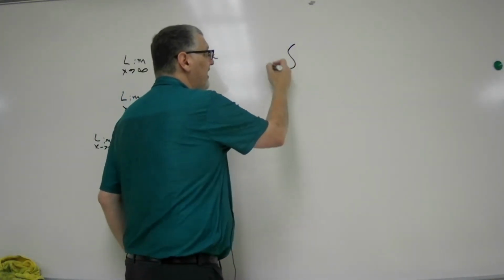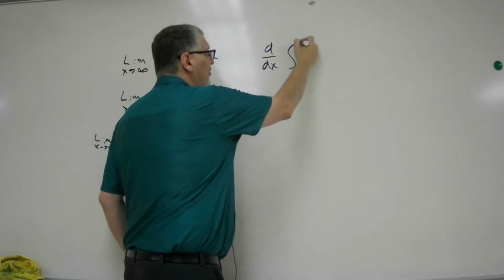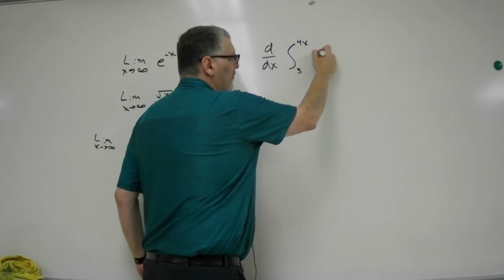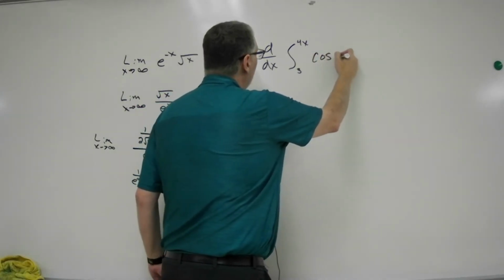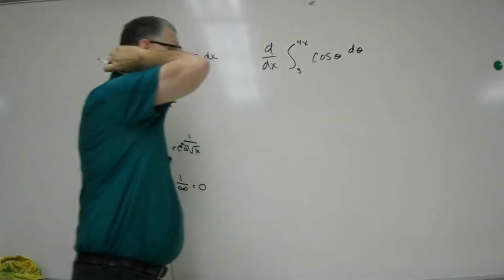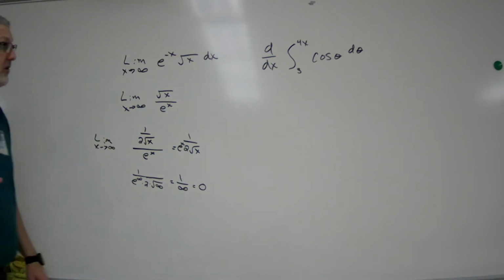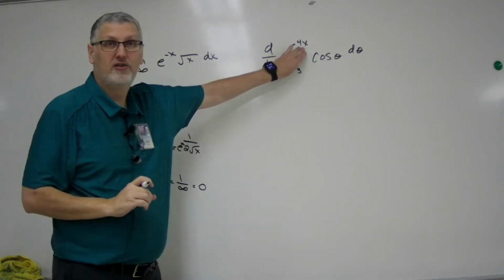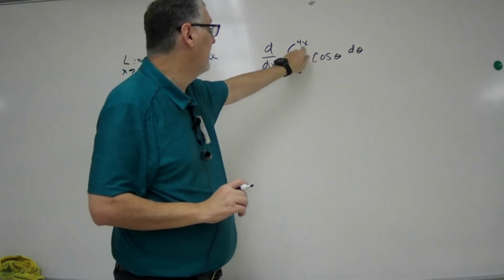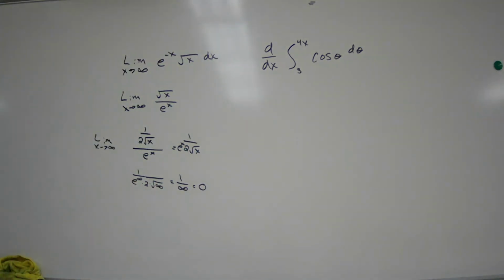Like if I asked you to take d/dx of, say, the integral from 3 to 4x of cosine theta d theta. Gotta remember how to do that one? The chain rule. So we take the derivative of here, then we take the derivative of this, and then we just leave this, and then we put that back in there, right? So would this be 4 cosine 4x?